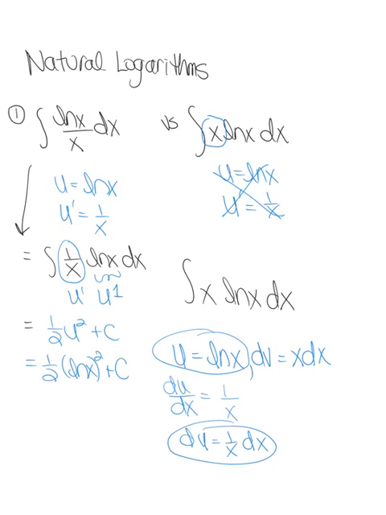The only other thing I'm going to need here is v, and by definition, v will be the integral of dv. So it's going to be the integral of x dx. When I integrate this, I'm going to get 1/2 x squared. Remember, we don't need to worry about the plus c. We'll put that at the very end.